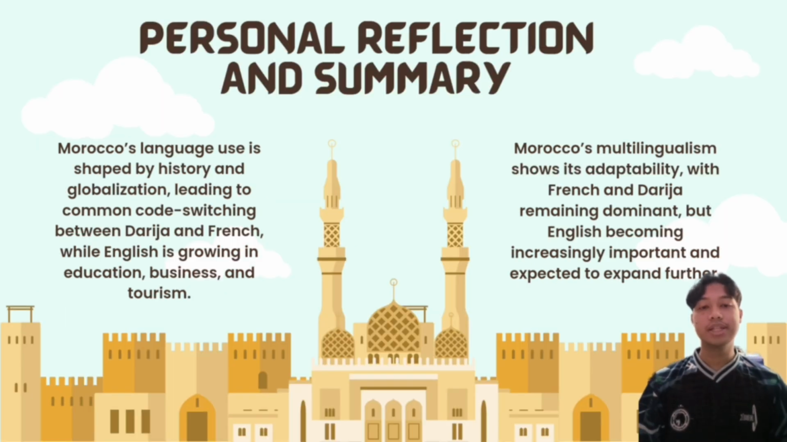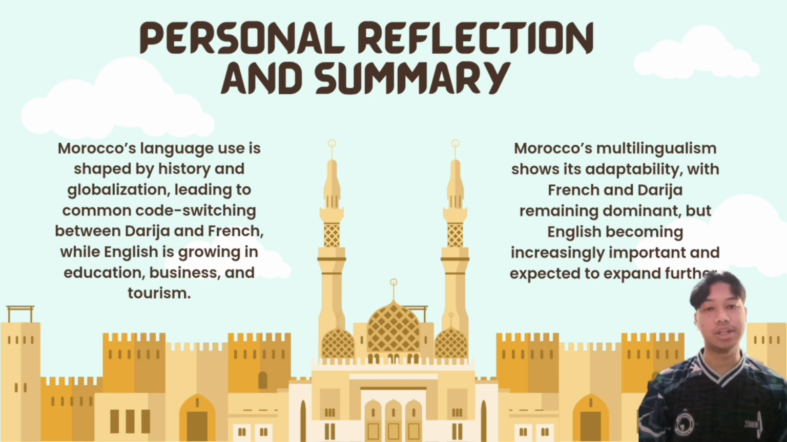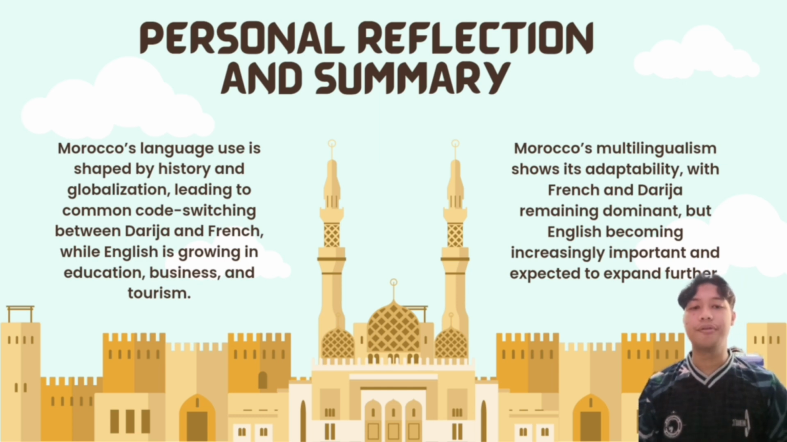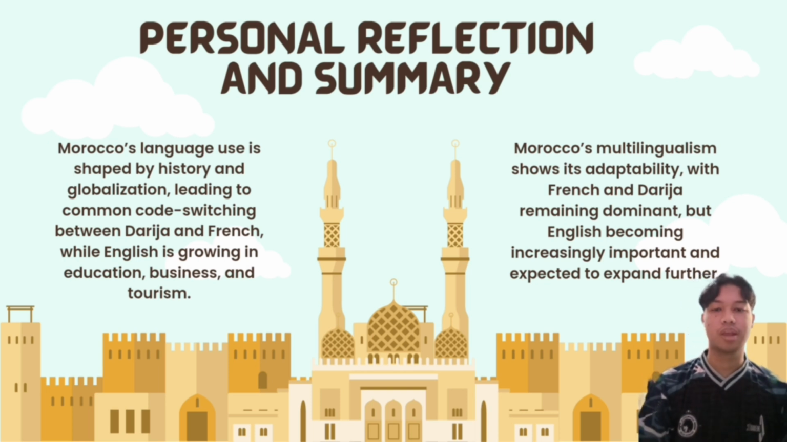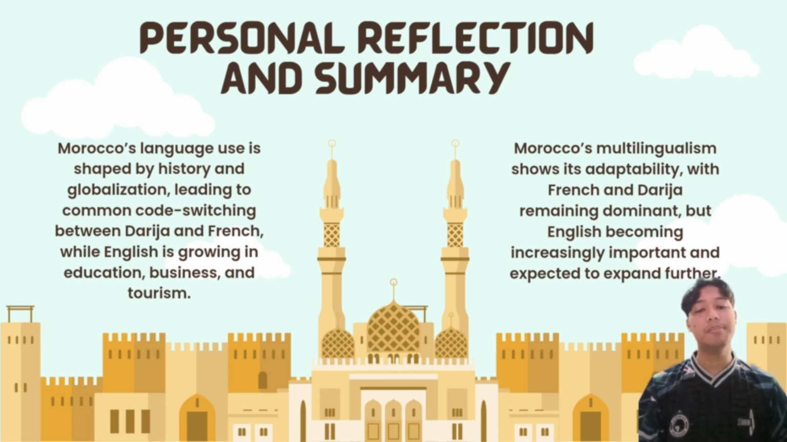First, through my research and interview with Mr. Abdurrahman, I learned that Morocco's language use is shaped by history and globalization. Then, code switching between Darija and French became common due to historical influence, while English is now growing in education, business, and tourism. So in conclusion, Morocco's multilingualism shows its adaptability. Meanwhile, French and Darija remain dominant, but English is becoming more important and will continue to expand.